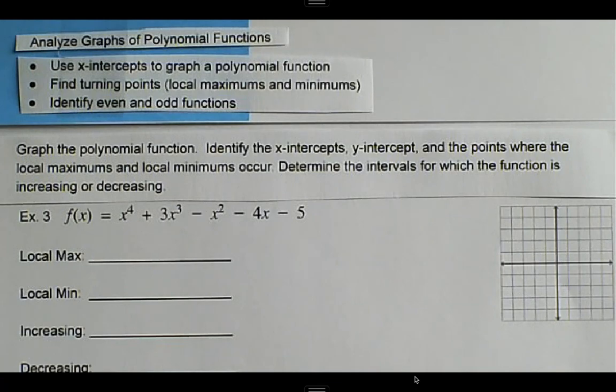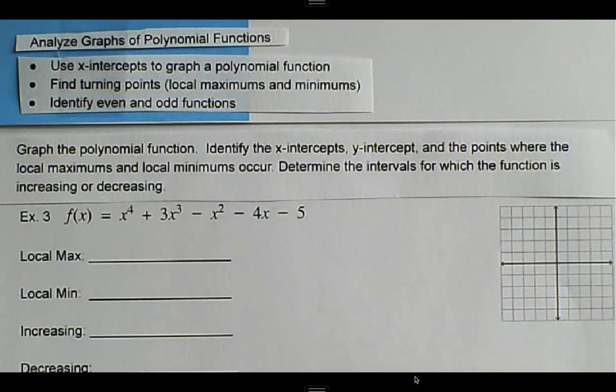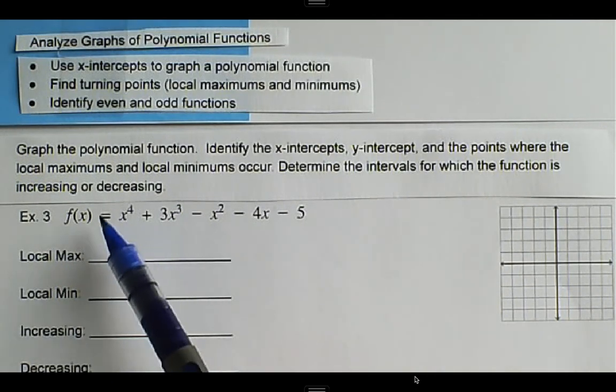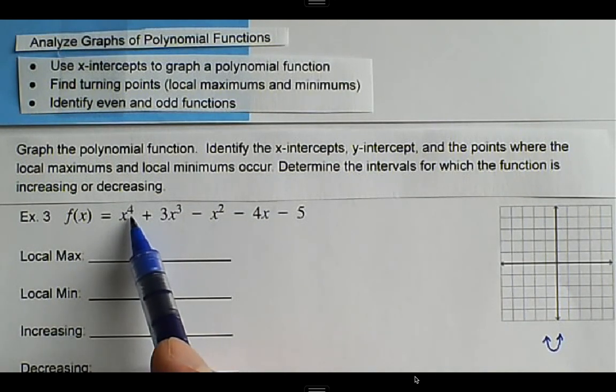First thing we want to look at is we have our polynomial here. We see it's fourth degree, and when we see that, we understand that our end behavior is going to go in the same direction, and it's a positive coefficient, so we know that our graph, when we get all set and done with it, should look something like this for our end behavior. That's because our a value is positive and our highest degree is even.